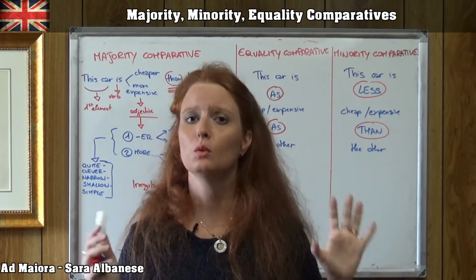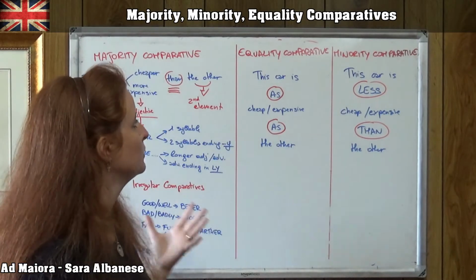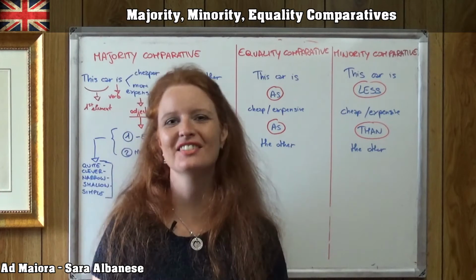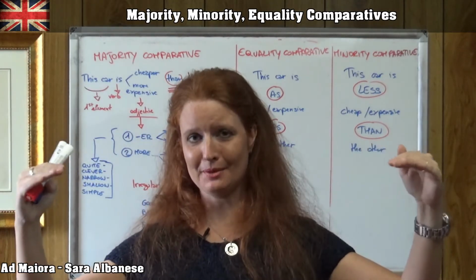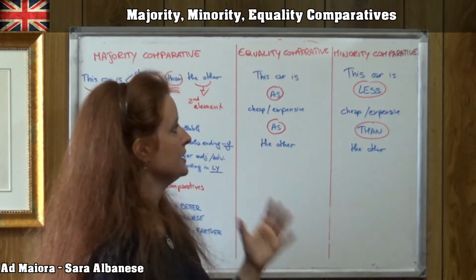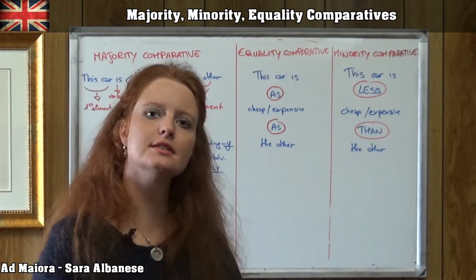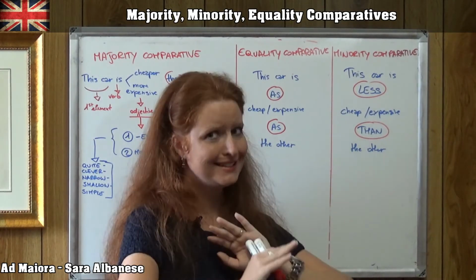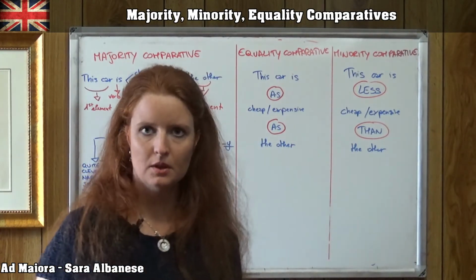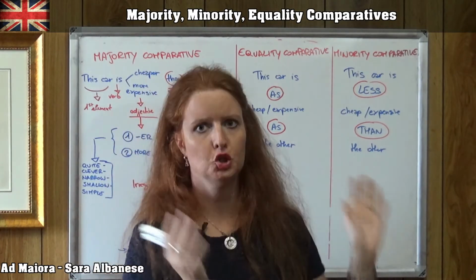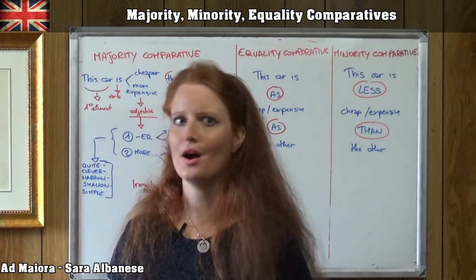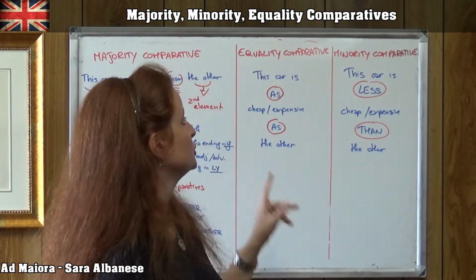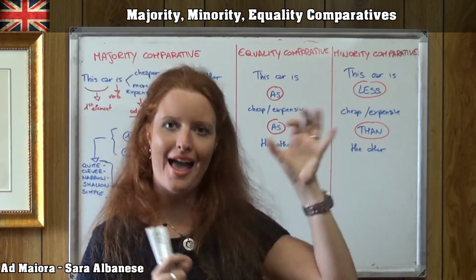The other two are probably more easy, or easier. The equality comparative is used when the two elements are on the same level. So this car is as cheap or as expensive as the other one. In this case, I don't care about the adjective, whether it is short or long, it doesn't matter at all. I just have to remember that I have to put these two as.